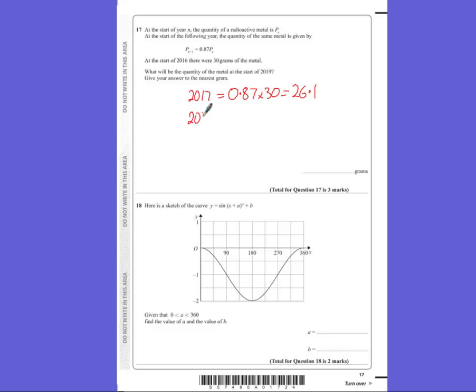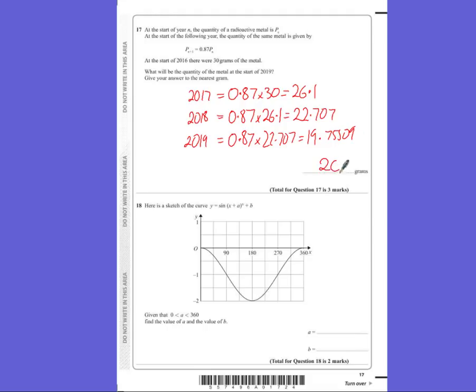To work out 2018, you just do 2017 times, sorry, times 0.87. So 0.87 times 26.1, which gives us 22.707. And to get 2019, you just put 2018's in. So 0.87 times 22.707, and that will give us 19.75509. And it asks to the nearest gram, so that would be 20 grams to the nearest gram.